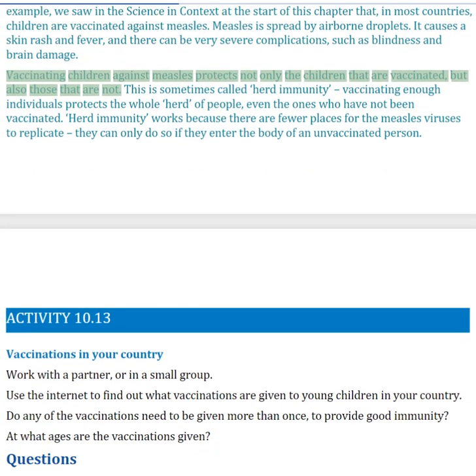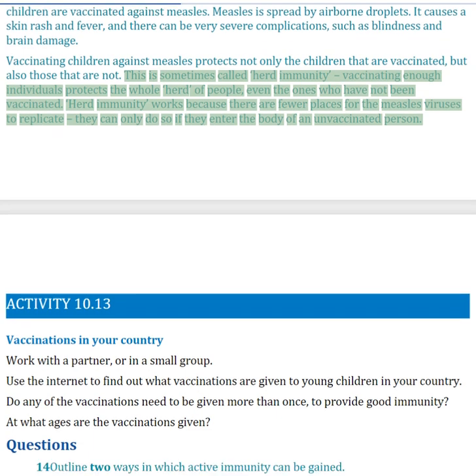Vaccinating children against measles protects not only the children that are vaccinated, but also those that are not. This is sometimes called herd immunity. Vaccinating enough individuals protects the whole herd of people, even the ones who have not been vaccinated. Herd immunity works because there are fewer places for the measles viruses to replicate. They can only do so if they enter the body of an unvaccinated person.